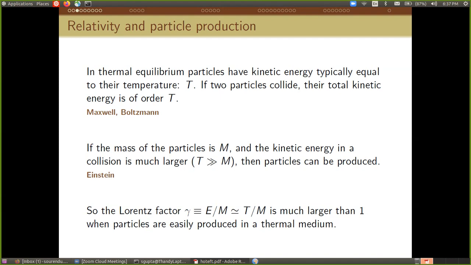So what I'm saying is that there's this Lorentz factor gamma, which is the energy by mass, which is T by M, because energy is of the order of T. If it's much larger than one, which it might be if either the temperature is very high or the mass is small enough, then particles are easily produced in a thermal medium.